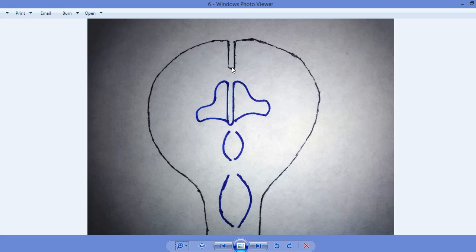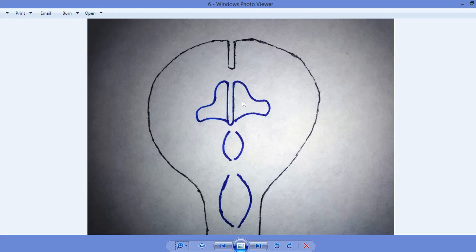Over here, we can see that this is the longitudinal fissure of the brain, and below the longitudinal fissure of the brain there is white matter that is called the corpus callosum. The corpus callosum is there below the longitudinal fissure, and below the corpus callosum there are two ventricles, the right and the left lateral ventricle of the brain.